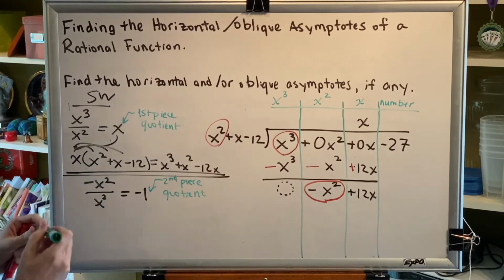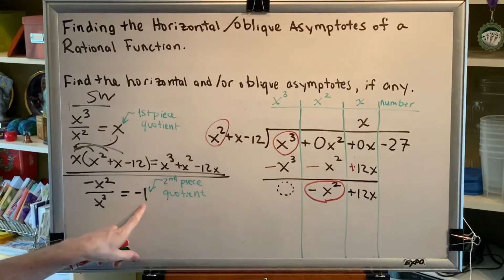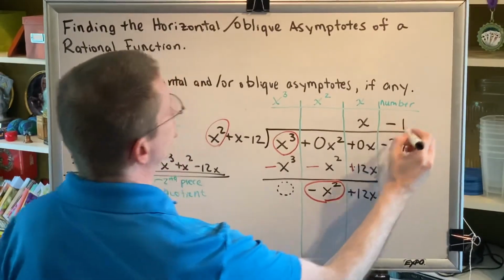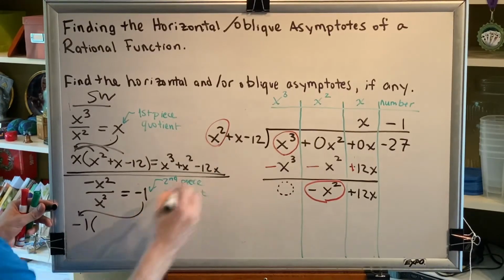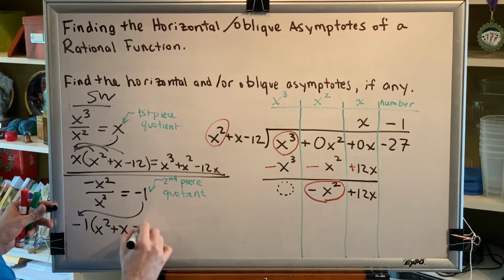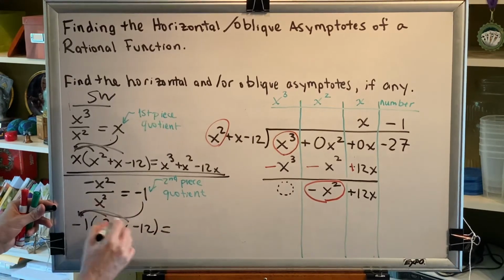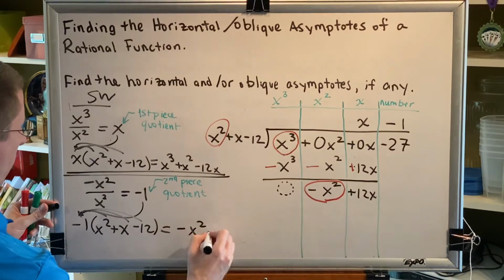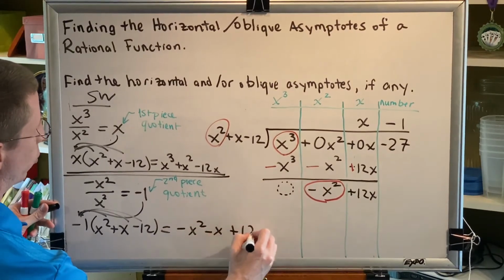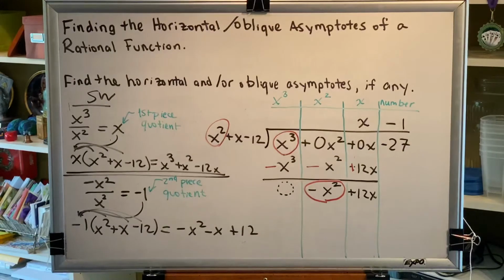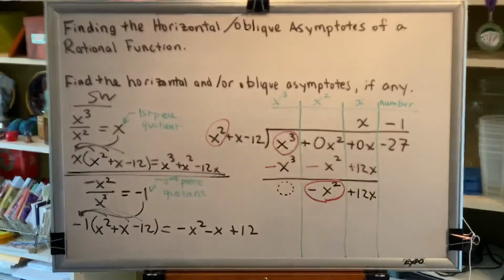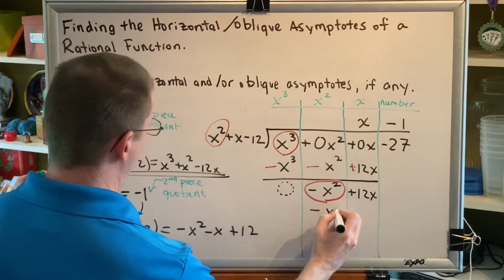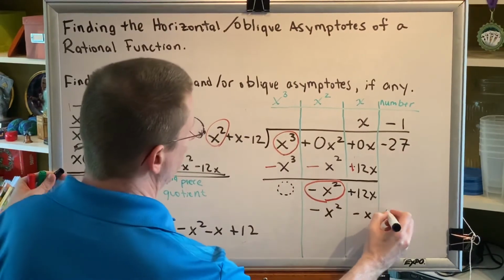Therefore, it goes above the long division bar in the appropriate column. Negative 1 is just a number, so it goes in the number column. Now use this most recent entry in your quotient to multiply by your entire denominator. Distributing the negative 1 gives us minus x squared minus x plus 12. All right, so now we're going to place this beneath our dividend. So we have minus x squared minus x plus 12.